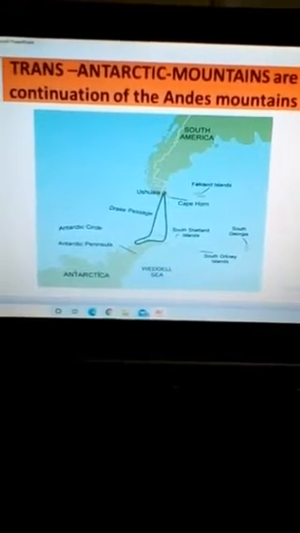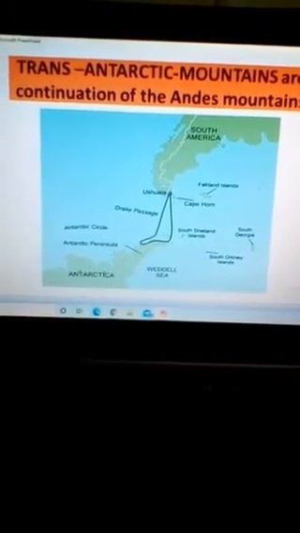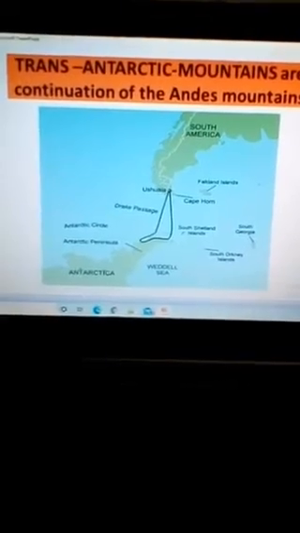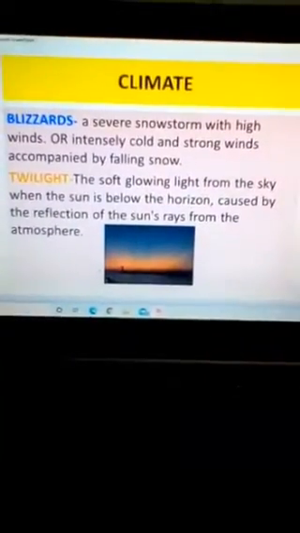Today we have discussed the two subtopics, that is the location and the physical features of Antarctica, and in the next class we will be proceeding further with the climate.